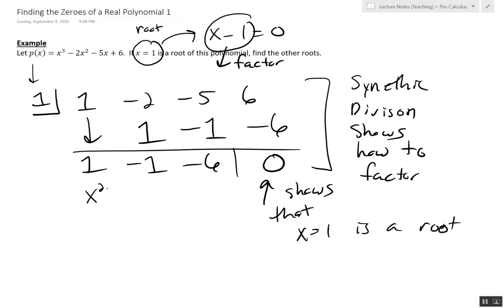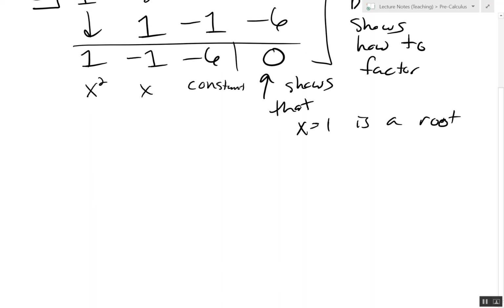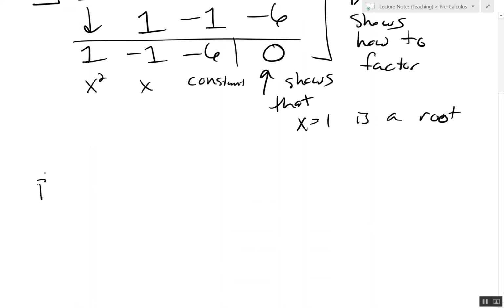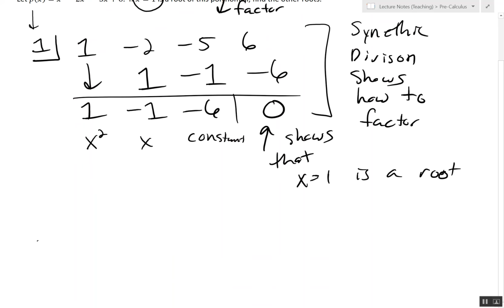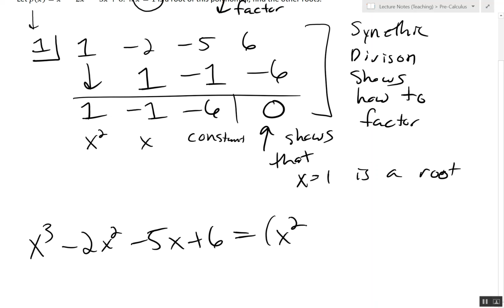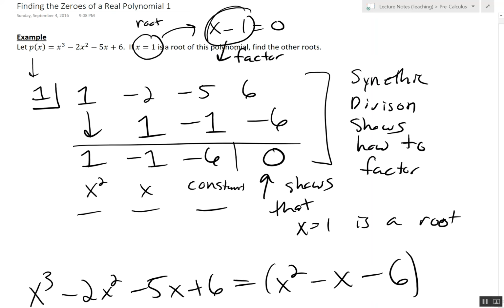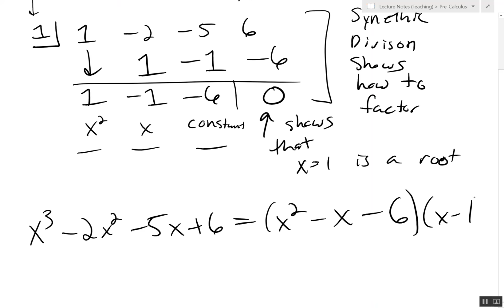Now remember that this is x squared, this is x, and this is the constant term. And so what this means is that by the division algorithm, our function p of x, which is x cubed minus 2x squared minus 5x plus 6, is equal to x squared from here, minus x from this term, minus 6 from this term. And then we have our factor form here, which is x minus 1. So this is your factor theorem and remainder theorem and division algorithm all coming into play here.